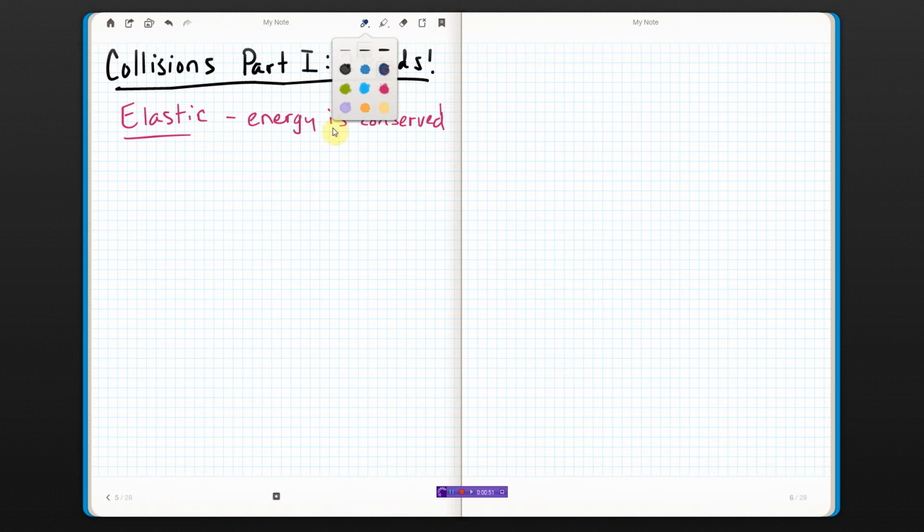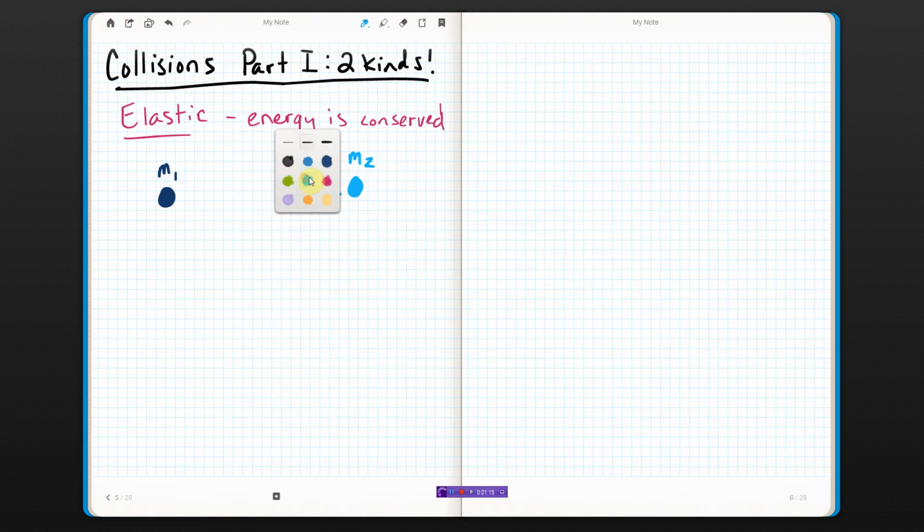So let's say we had two objects, two projectiles. Let's call them mass 1 and mass 2. And they are headed for each other.